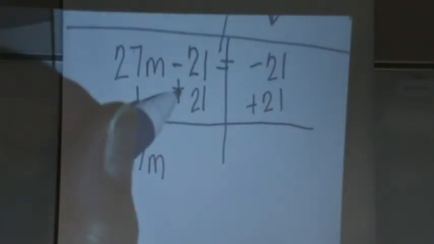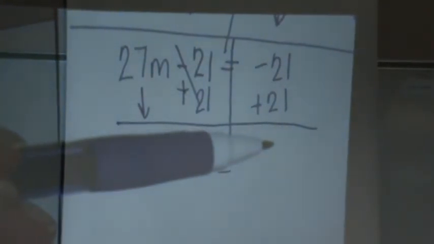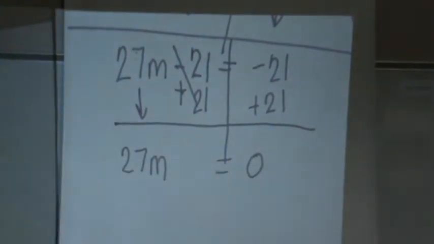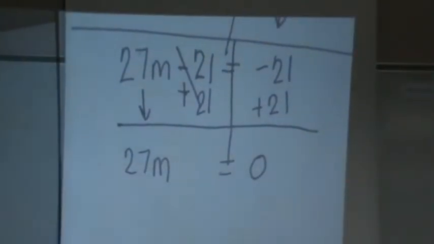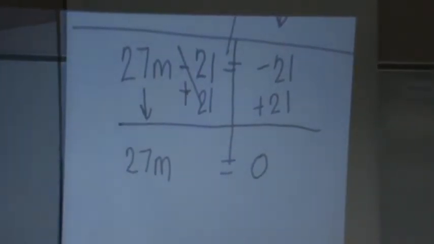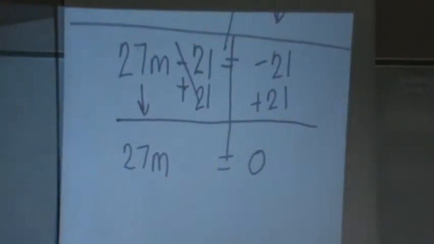What happened to this negative 21 and positive 21? Cancel. Alright. And over here, we can't say they canceled, they're going to be what? 0. Very good. Am I finished yet? No. How do I know when I'm finished? When it ends by itself. Very good, when I have the letter by itself.